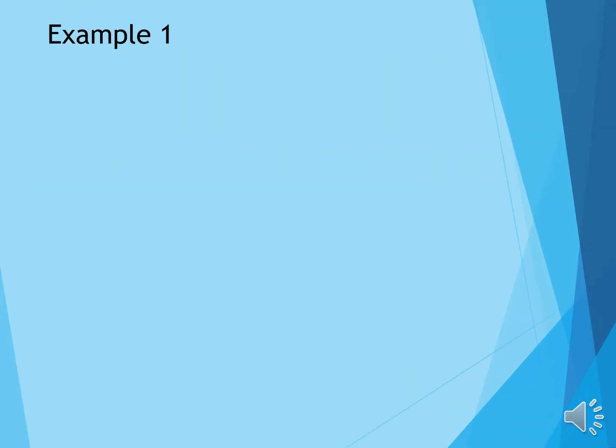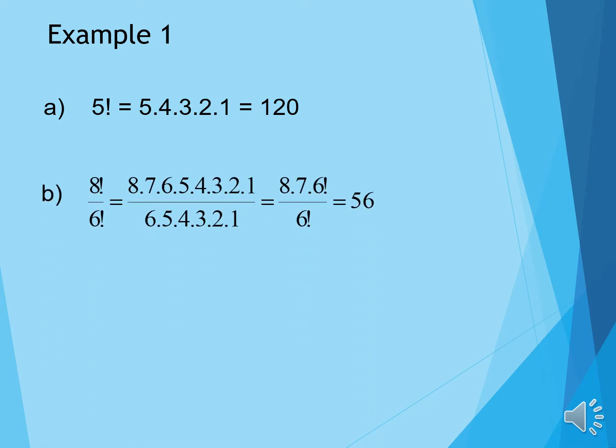Example 1. 5 factorial is equal to 5 times 4 times 3 times 2 times 1, and the answer is 120. 8 factorial over 6 factorial is equal to 8 times 7 times 6 factorial over 6 factorial. So we can simplify the 6 factorial and the answer is 56.